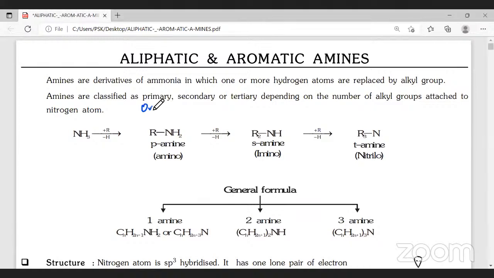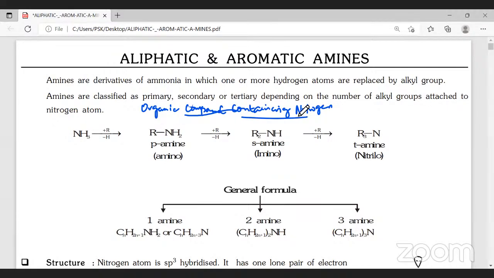Now, aliphatic and aromatic amines, or this chapter is also called organic compounds containing nitrogen. So organic compounds containing nitrogen are generally called amines. So we have aliphatic amines as well as aromatic amines. We know that aliphatic amines are open chain, straight chain. Aromatic amines will have a benzene ring. They will have smell, aroma.